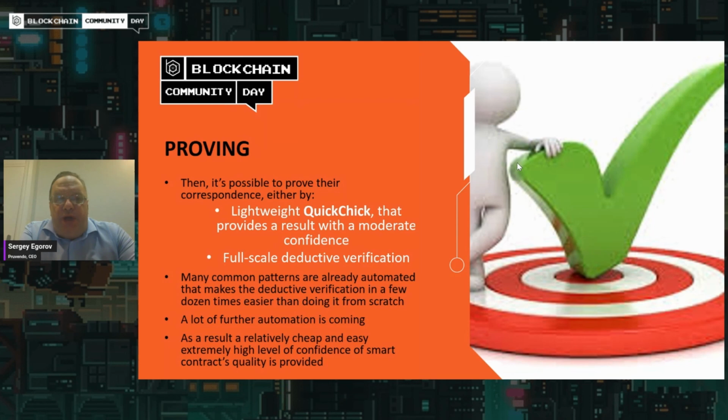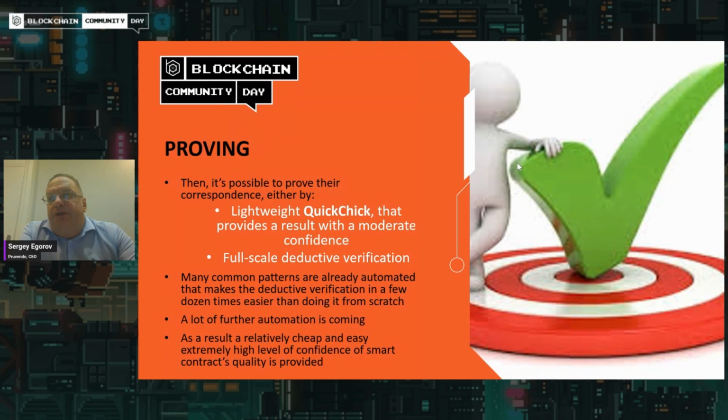For proving, we use two types of proving. There is a lightweight option with the so-called quick check tool that makes some kind of enhanced randomized testing. So it's not even proven, but it allows us to quickly find errors and provides a negative example. And also we have a full-scale deductive verification that allows us to basically prove a theorem, as I described before.